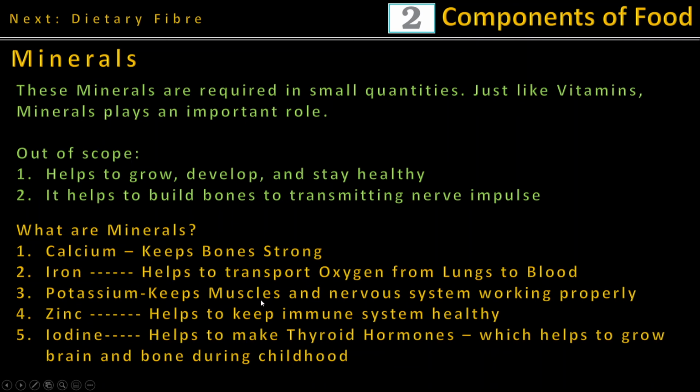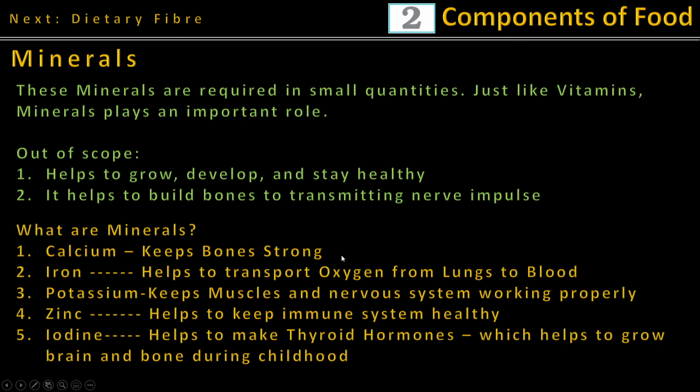Potassium keeps muscles and the nervous system working properly. Zinc helps to keep the immune system healthy. Iodine helps to make thyroid hormones, which help to grow the brain and bone during childhood. This is very, very important.